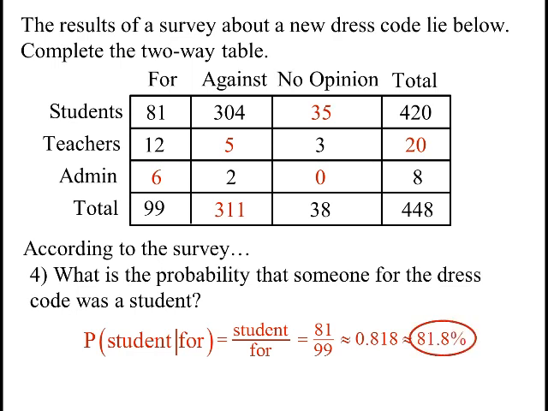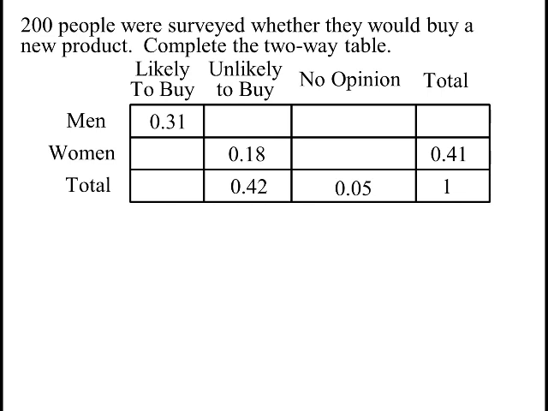Hope that makes sense. Okay, our last two-way table here. See if you can complete it. This one's in decimals rather than the numbers, so think of it as a percentage. We know that 24% of the men would be unlikely to buy because if you subtract 18% women from 42% total, you get 24%.